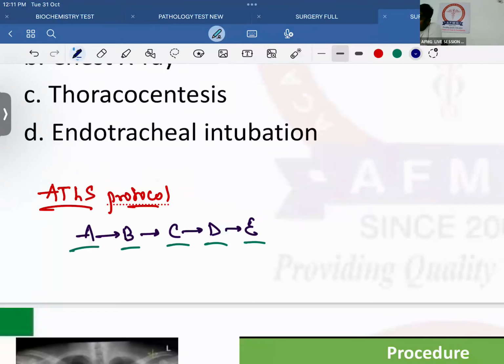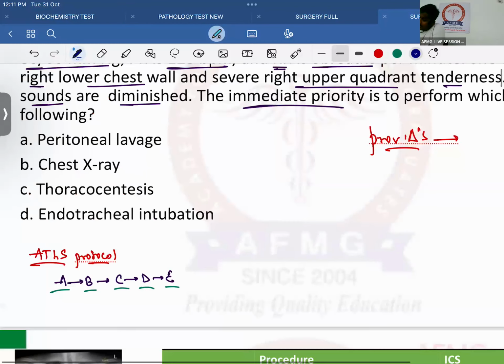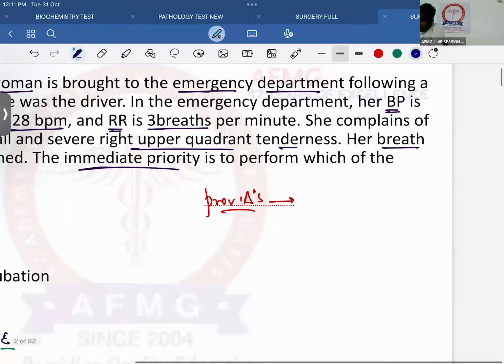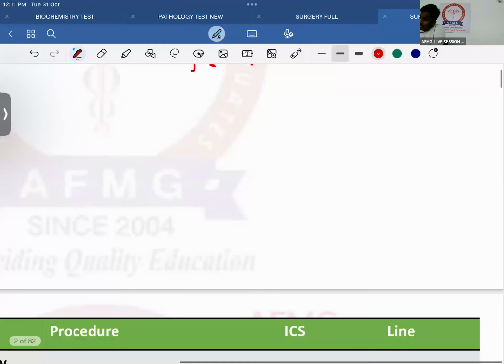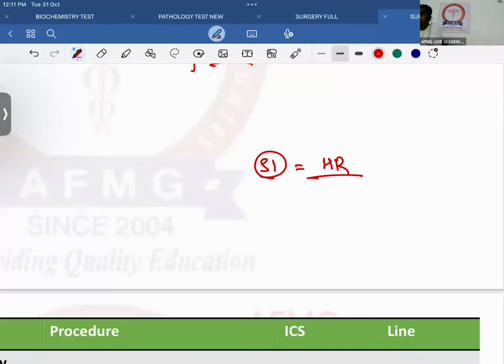Important is that here we are checking the vitals of the patient. The BP of the patient is around 80 by 60 millimeters of mercury, which is low. Pulse rate is 128 beats per minute, which is high. So if we have the BP and the pulse rate, what do we calculate? We calculate the shock index. What is the formula for shock index? Heart rate upon mean arterial pressure, or you can take systolic blood pressure. Mean arterial pressure will be slightly better, but in an emergency we don't sit and calculate the mean arterial pressure. That is the reason in emergency we take it as SBP itself.